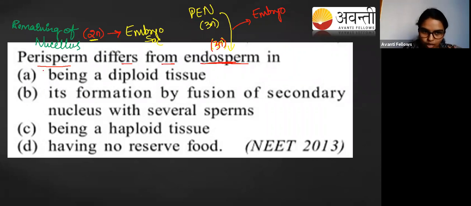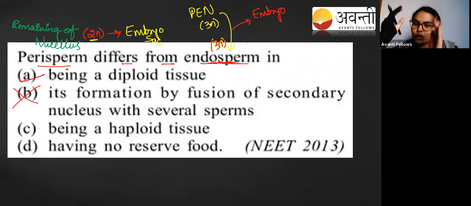That means here four options are given, beta. These four options are actually related with the perisperm. Perisperm's characters are given that you have to differ with endosperm. Now, being a diploid tissue, yes, actually perisperm is a diploid tissue, but let's look into the other options. Perisperm is formed by fusion of secondary nucleus with several sperms. Hell no, not at all, guys. See, perisperm is just a mass of cells that is present outside the embryo sac, the remaining of the nucellus.